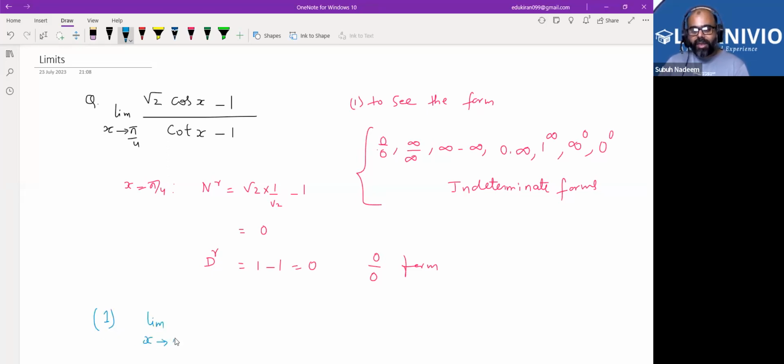You can take limit x approaching pi by 4, and this as cos x minus 1 by root 2. And we have to multiply with root 2 also, so it will be outside like this. So we can say that we have taken root 2 common, and it is cot x minus 1. Now you can proceed, how to do it.